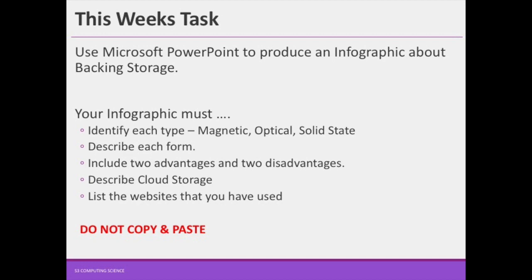And just as a reminder, your infographic should identify each type of backing storage. So we're talking about magnetic, optical, and solid state. You should describe how each of these types of backing storage works. And then you should include two advantages and two disadvantages for each type of backing storage. You'll need to do a bit of additional research to describe cloud storage, and then you need to list all the websites that you have used, making sure you do not copy and paste any content. It must all be in your own words.